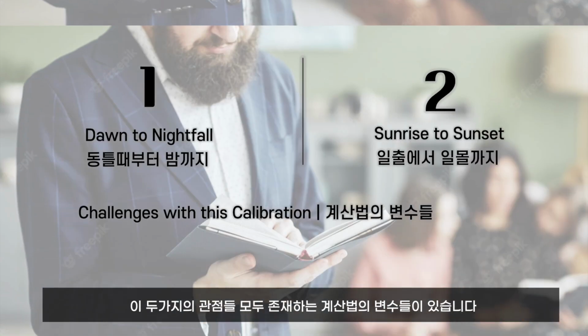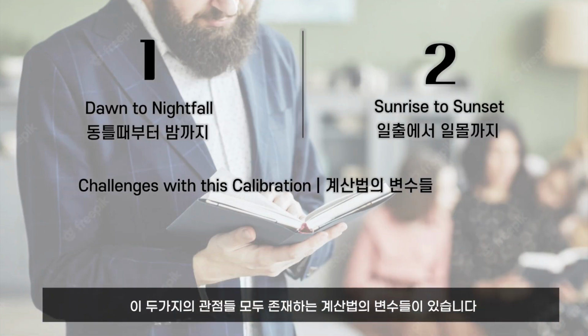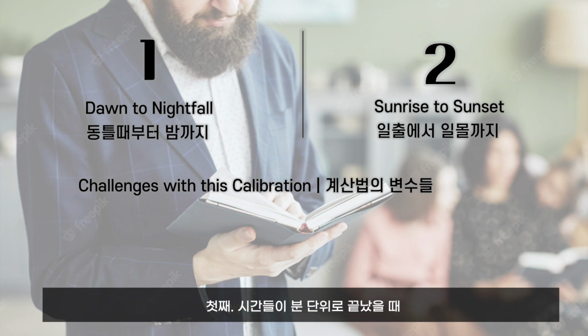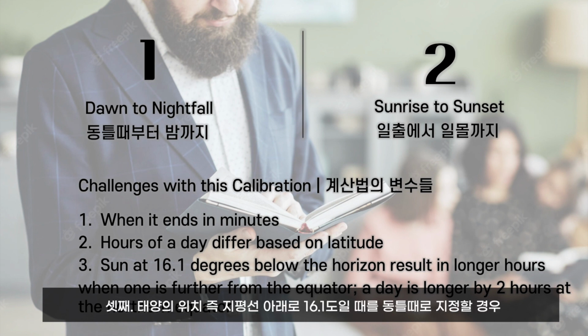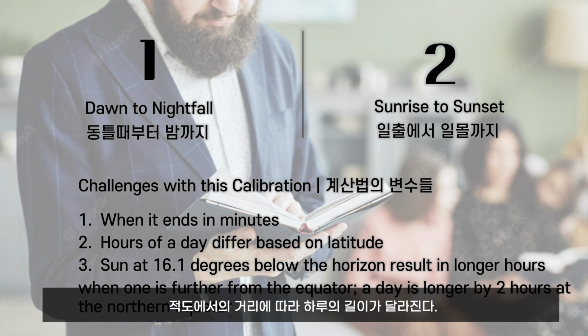Both perspectives on how to calibrate 1 hour have their own challenges, such as what happens if it ends in minutes? Hours of a day change based on latitude. Sun at 16.1 degrees below the horizon results in a longer day when one is further from the equator. For example, if you live near the northern equator, your day will be 2 hours longer.